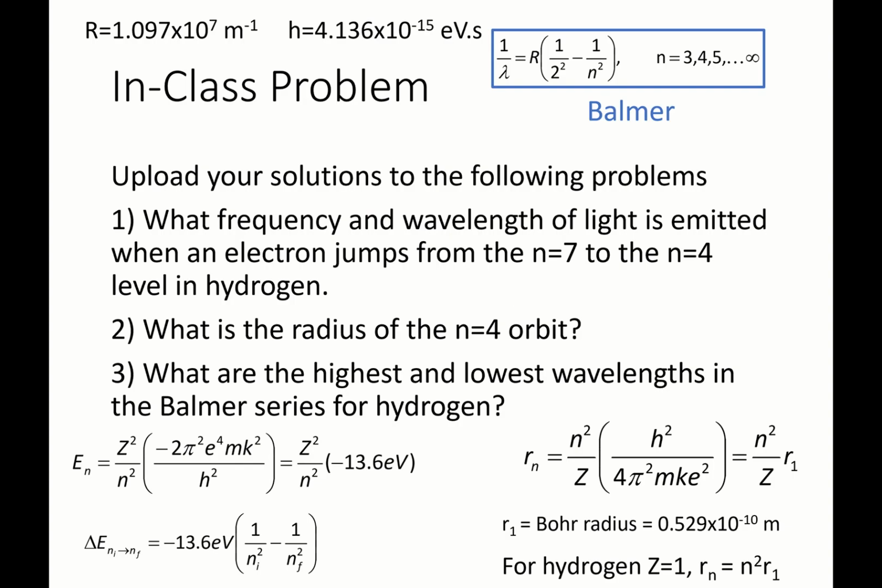All right, so what I want you to do is to just do a combination of things like what I just did, and then upload your solution. So we want to figure out what wavelength and frequency of light is emitted when an electron jumps from n equals 7 to n equals 4. And then finally, what's the radius of the n equals 4 orbit? And I just did that, so you should be able to find that out. And then figure out what's the highest and the lowest wavelength in the Balmer series. As you remember, for the Balmer series, you're doing 1 over 2 squared as your first number.